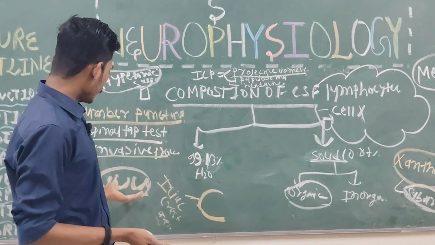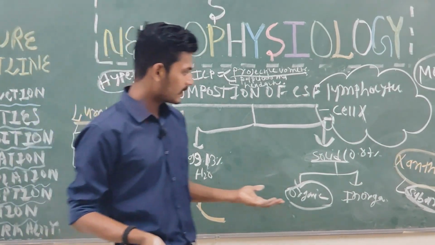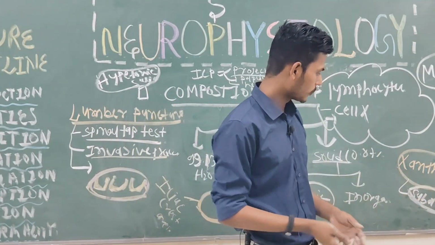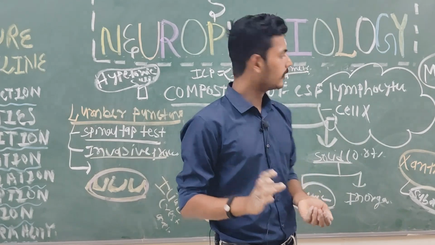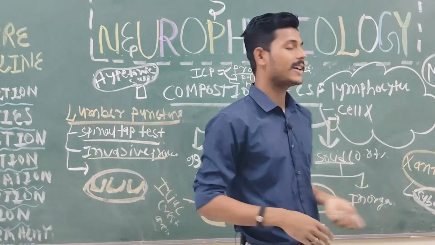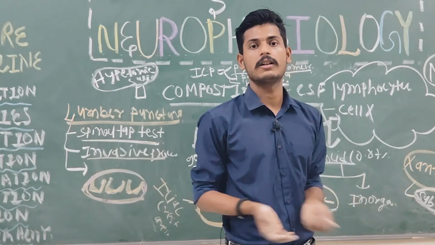Now the taken sample is analyzed in the laboratory, and if there is a yellow coloration, it shows there is a subarachnoid hemorrhage, understood. And if the lymphocyte level is elevated, that shows there is a meningitis.